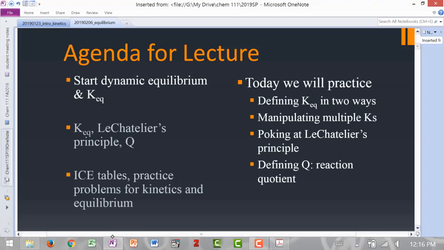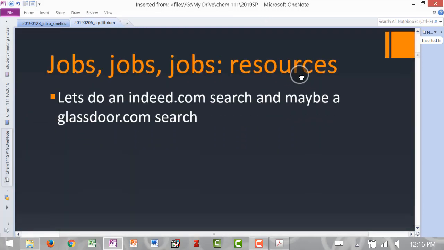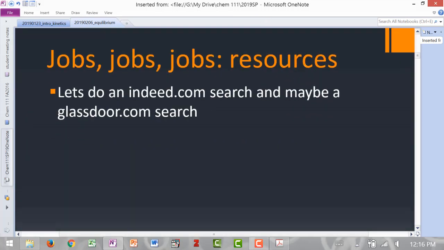Yeah. Should we go? Should we start equilibrium? Yes. No, let's not do it yet. There's always something more to do before we actually do work. Let's talk about jobs a little more.